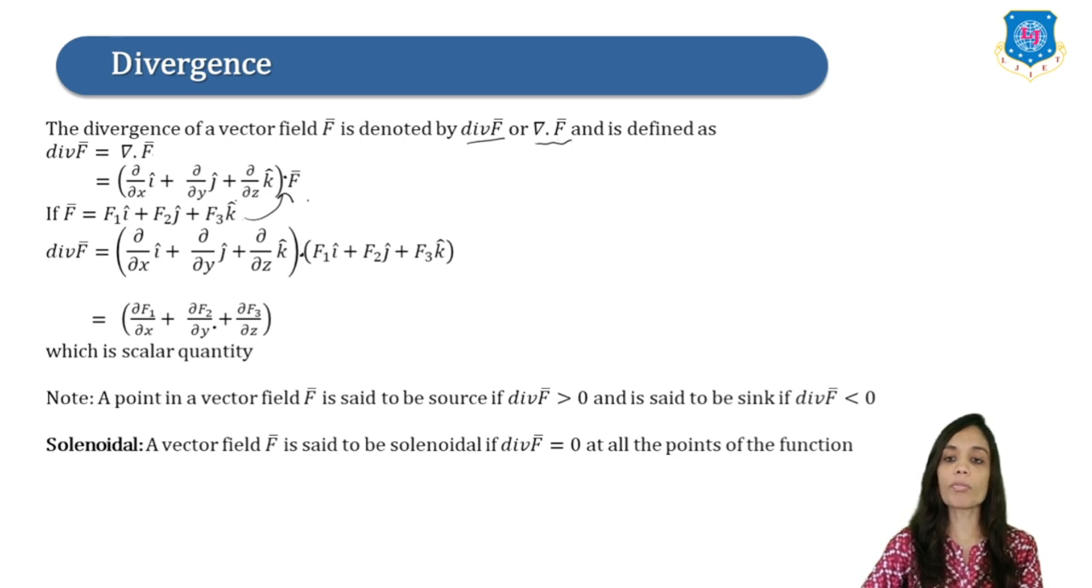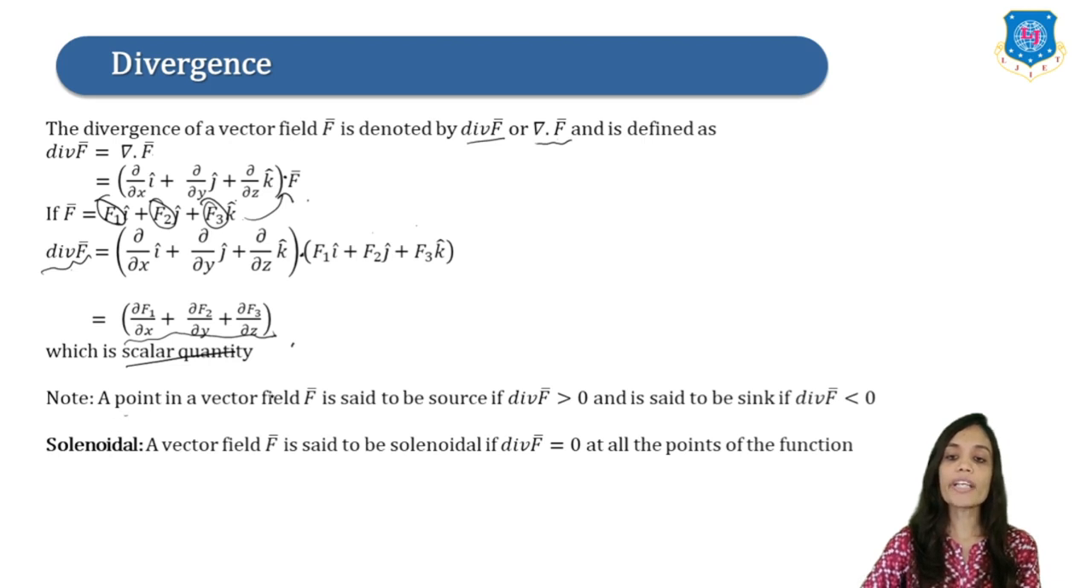So if I do the dot product, divergence of f bar will be equal to del f1 upon del x plus del f2 upon del y plus del f3 upon del z. What you have to do is take the partial derivative of f1 with respect to x, f2 with respect to y and f3 with respect to z, and add those three quantities. So you will obtain divergence of f bar, which is a scalar quantity.